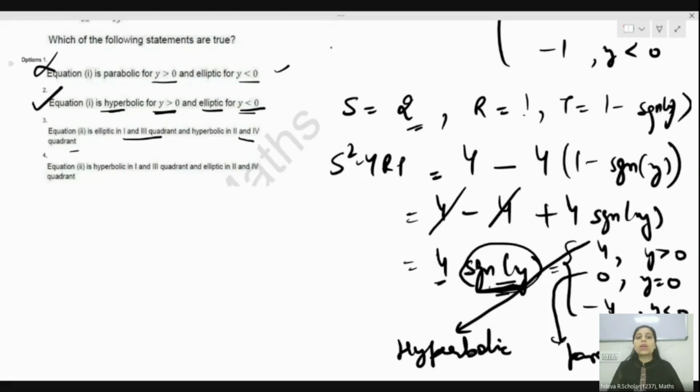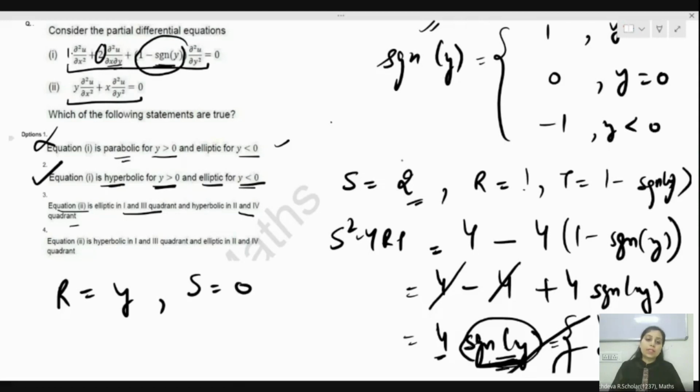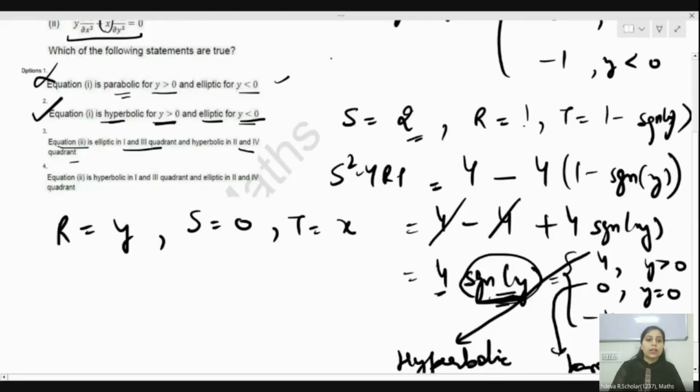The first one says y greater than 0 will give parabolic, which is not true. Now, moving toward equation second. What does equation second say? y ∂²u/∂x². That means the value of R is y. The value of S is 0 here, as the coefficient of ∂²u/∂x∂y is absent, and T will give you x, the coefficient of ∂²u/∂y². So from here, S square minus 4RT gives you 0 minus 4xy.